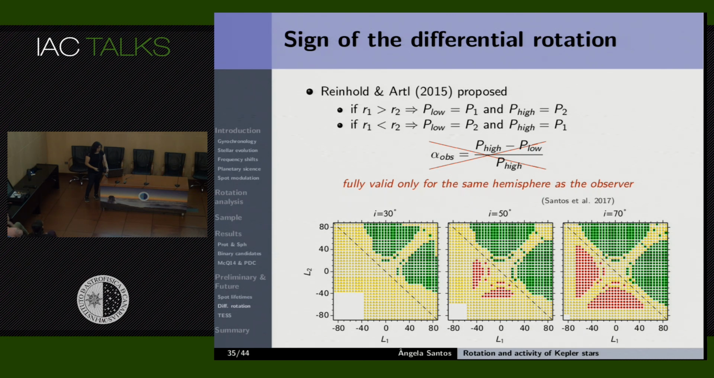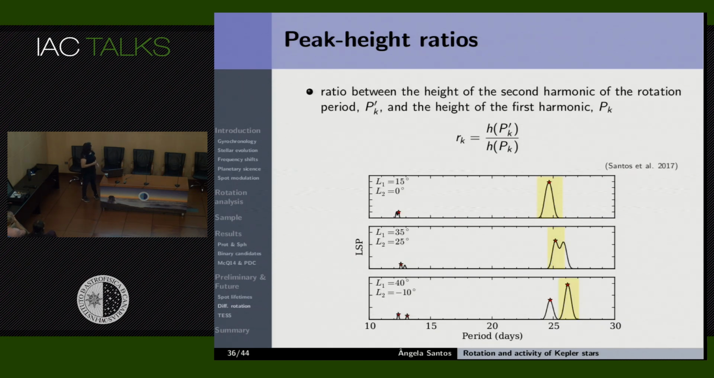And the property that this method is based on is the peak-height ratio. This peak-height ratio is the ratio between the height of the harmonic in comparison with the height of the rotation period. And this peak-height ratio is a measure of how sinusoidal the light curve that we are analyzing is.